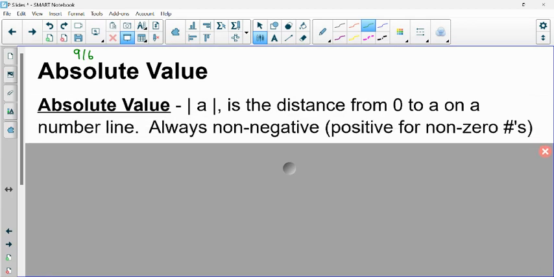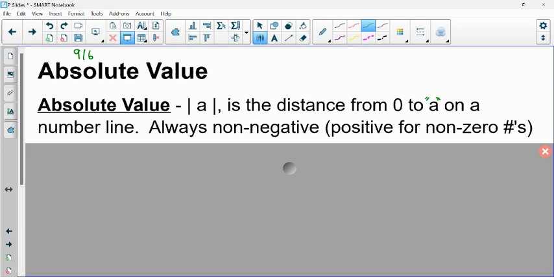Remember, it's denoted with those vertical bars. Okay, when we see those vertical bars around a number or letter, it's the absolute value. And the definition is the distance from 0 to A. In this case, it's A. If it was a number with the absolute value of 5, it would be the distance from 0 to 5 on a number line. So it's the distance from 0 to whatever's in those absolute value bars on a number line.